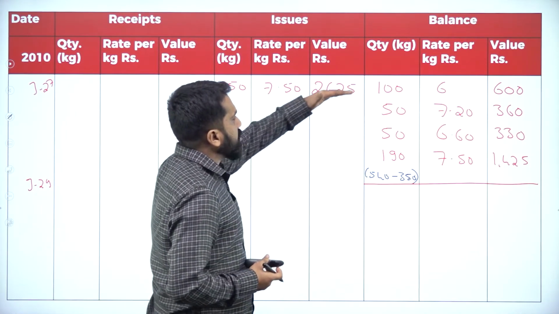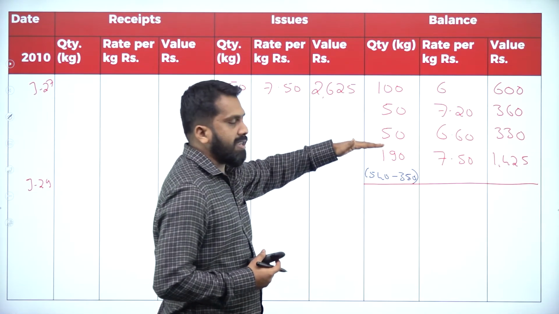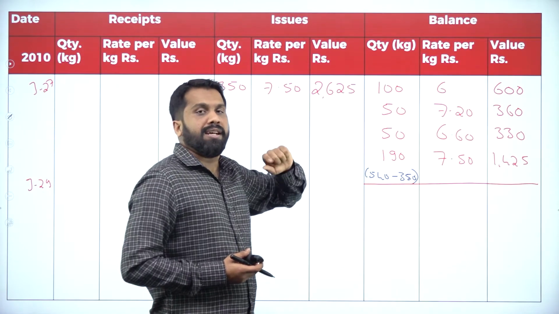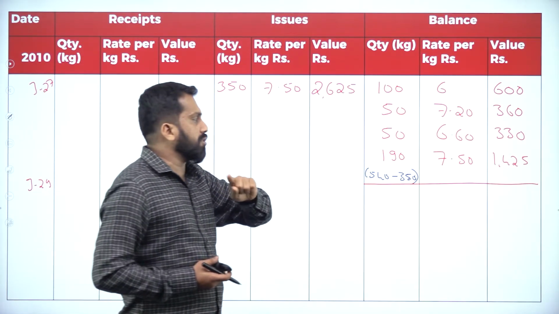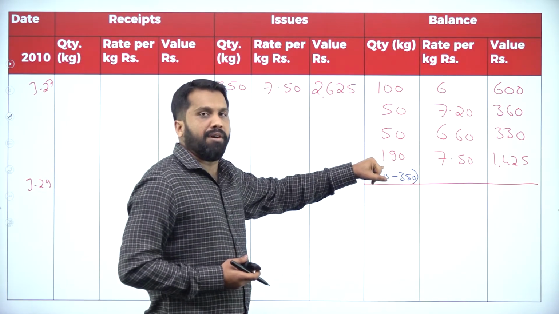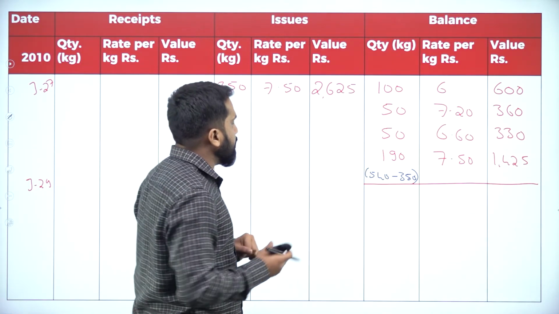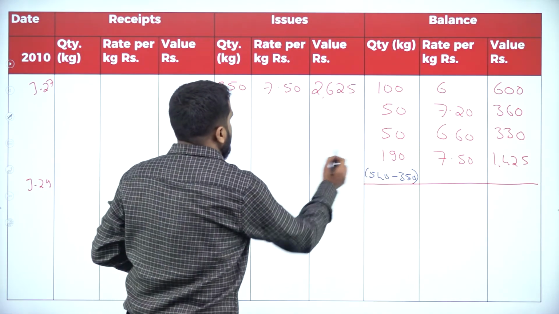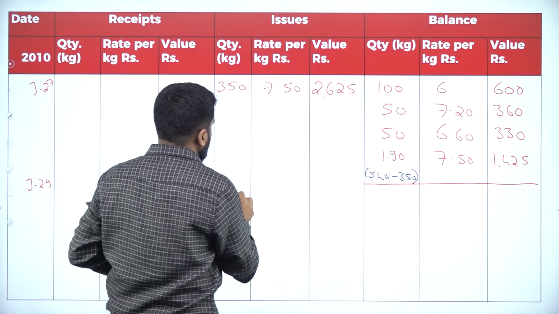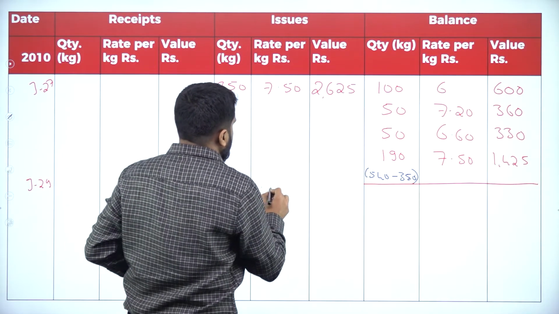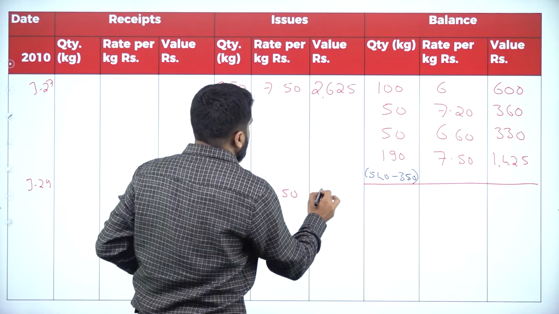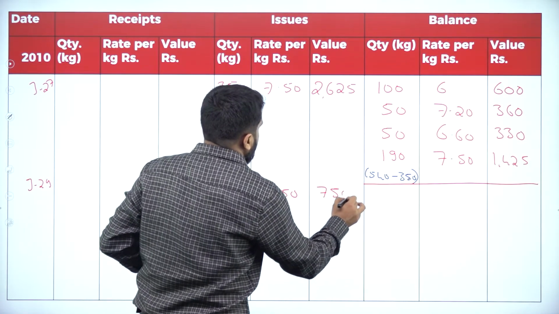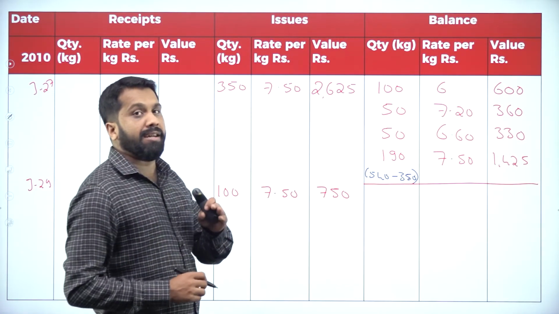Now, you have box 1, box 2, box 3, box 4. Which one should we use? Under the LIFO method, we should go for the last box. Now, as per this, we should use only 100. So, what is the value? 7.5. How much is it? 750. Now, we will write the remaining.